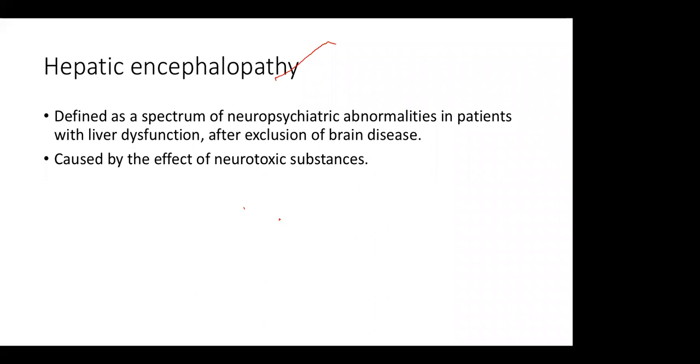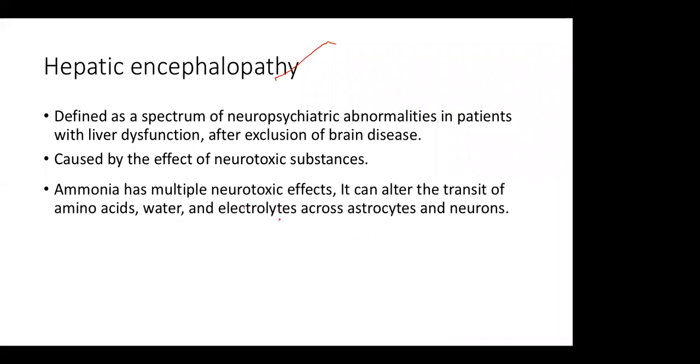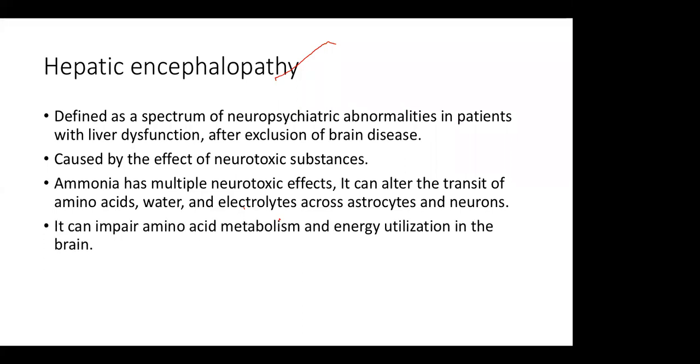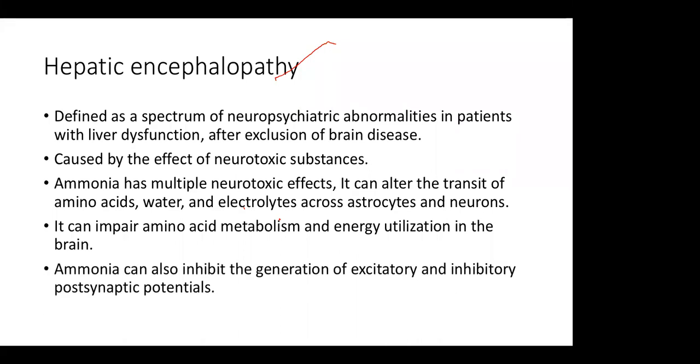And it's caused by neurotoxic substances like ammonia. Ammonia has multiple neurotoxic effects. It can alter the transit of amino acids, water, and electrolytes across the astrocytes and neurons. It can impair amino acid metabolism and energy utilization in the brain. It can also inhibit the generation of excitatory and inhibitory postsynaptic potentials, and this is why ammonia plays a major role in hepatic encephalopathy.